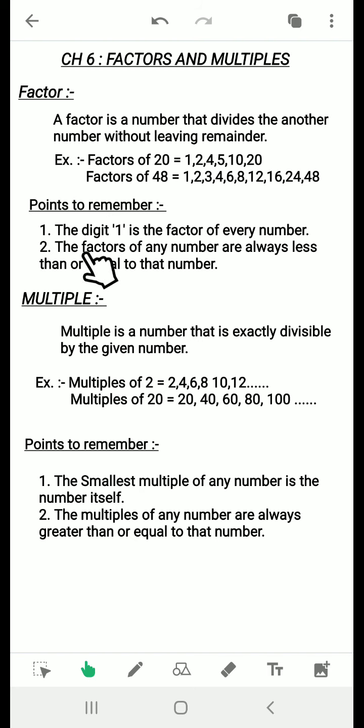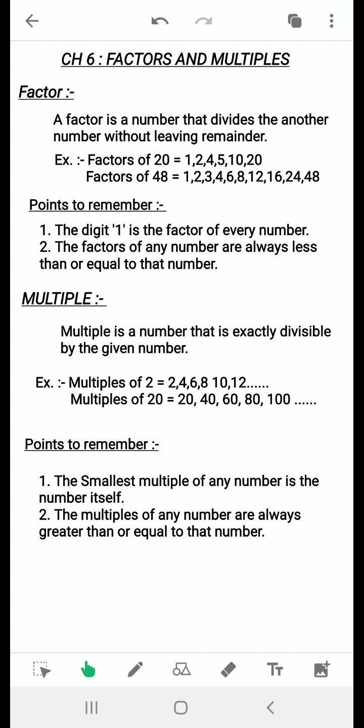The second important point is that the factors of any number are always less than or equal to the number. You can see that all the factors are either less than or equal to it. That means a factor of a number cannot be greater than the number. Understood? Next topic is multiple.